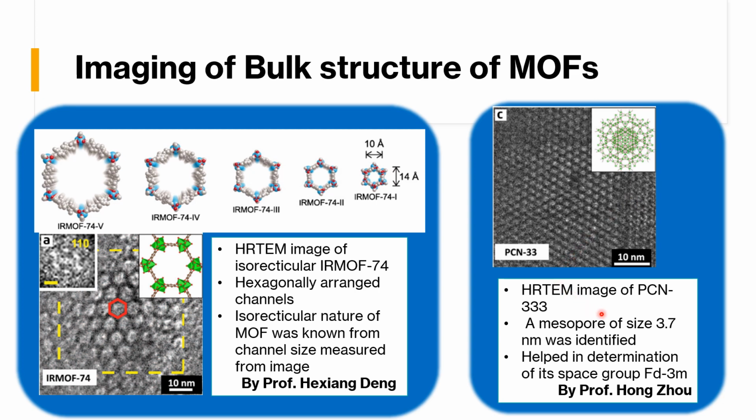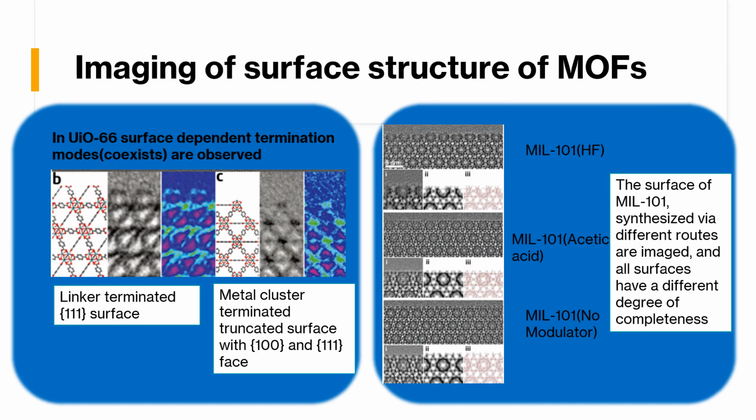It had a mesopore size of 3.7 nanometers, which also helped in the determination of the space group, which was Fd3m. So the heterogenetic framework is also successful in imaging the actual bulk structure of the MOFs. Further, we can also image the surface structure of the MOFs.